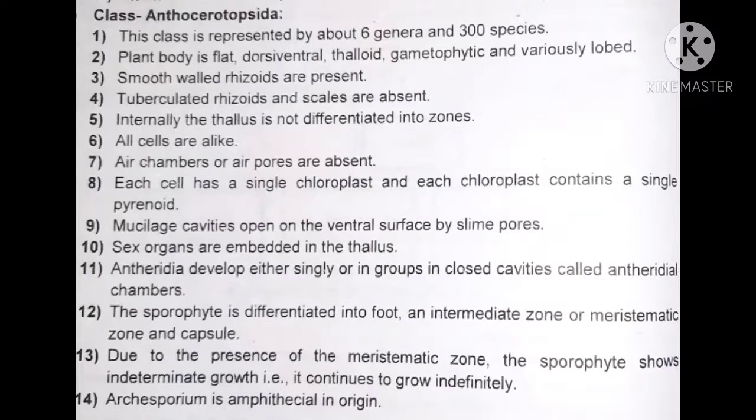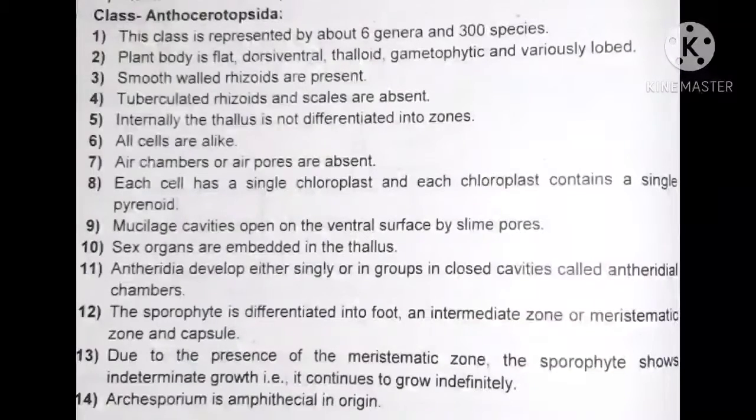The plant body is flat, dorsiventral, thalloid, and variously lobed. There is presence of smooth-walled rhizoids. Tuberculate rhizoids are absent. Scales are also absent. Internally, the thallus is not differentiated into zones. All the cells in the thallus are alike and parenchymatous. Air chambers and air pores are also absent.